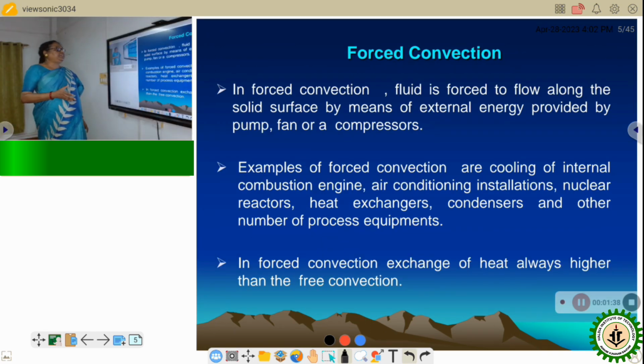In forced convection, fluid is forced to flow along the solid surface by means of external energy provided by the pump, fan or other compressor. Examples of forced convection are the cooling of internal combustion engines, air conditioning installations, nuclear reactors, heat exchangers, condensers and a number of other process equipments. In forced convection, the exchange of heat is always greater than that of free convection.